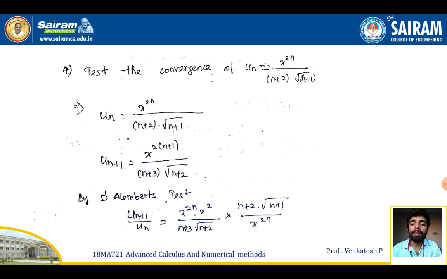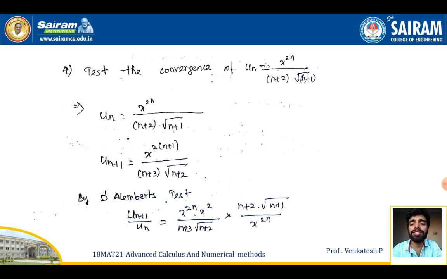So we'll see one more example on the D'Alembert's ratio test. The test for the convergence of un is equal to x power 2n by n plus 2 into square root of n plus 1. So here also we can observe that it is a complicated equation. If I apply Cauchy's root test, it will be very complicated to expand the equation. So here also I can use the D'Alembert's ratio test.